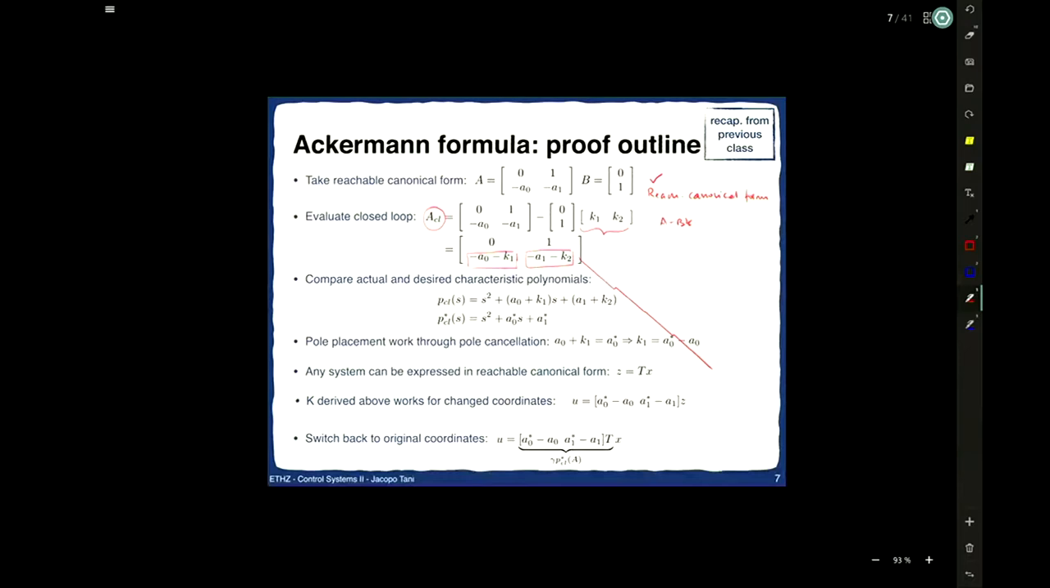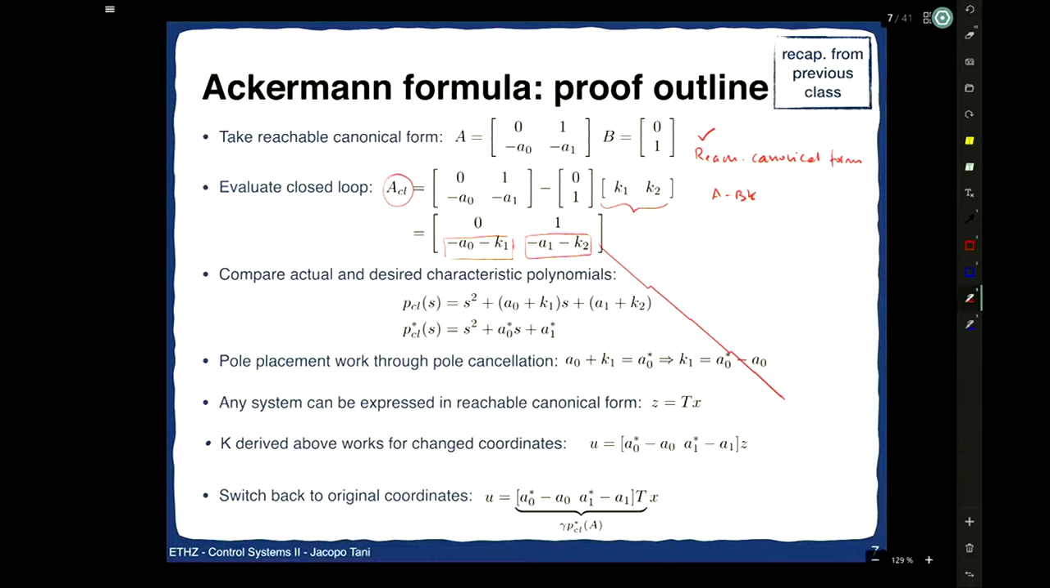So in order to figure out the values of the controller that allow us to place the poles how we want, we just do a matching between our desired characteristic polynomial and the actual one. And what do we see? We see that in order for the poles to be the values we want, K has to be chosen in such a way. The K's have to be exactly the value that you desire. This is the desired value minus the actual value.